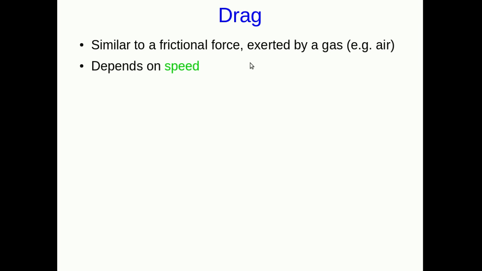So drag has come up a few times. Let's actually look at it in a little bit of detail. It's similar to a frictional force, but when an object has a frictional force acting on it, that frictional force is due to some surface that the object is in contact with. Drag is due to a gas that the object is moving through, such as air. A big difference between friction and drag, though, is that drag depends on the speed that the object is moving. And again, drag is a pretty complicated force. It's at least as complicated as friction, but there's a simple model that usually works fairly well.